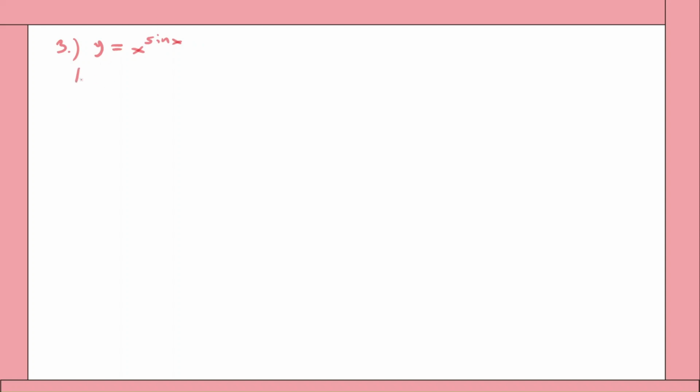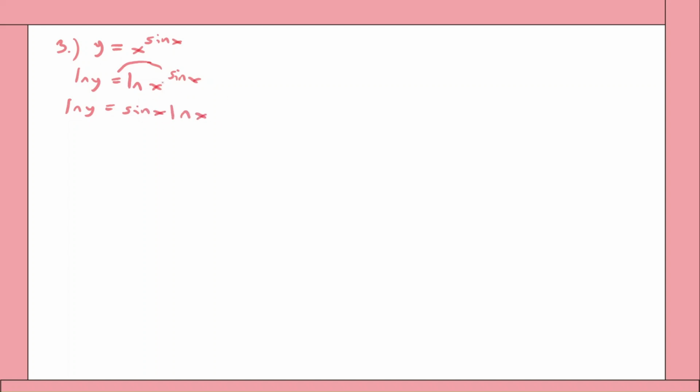So if we had the ln of y equals the ln of x to the sine of x, we're just going to bring down this exponent. So the exponent happens to be a trig function, but it doesn't really matter what it is. So the ln of y equals the sine of x multiplied by the ln of x.